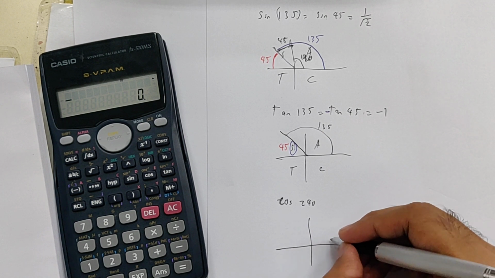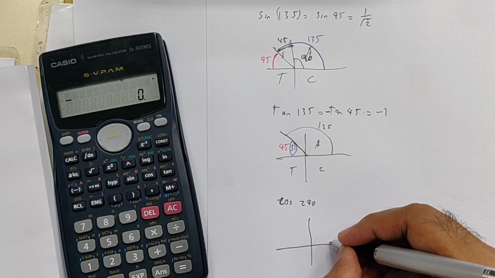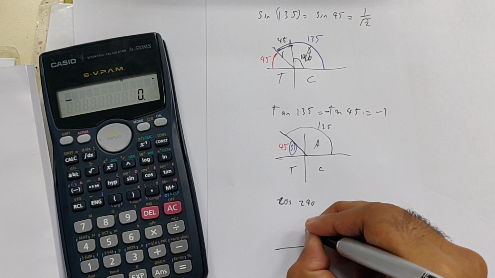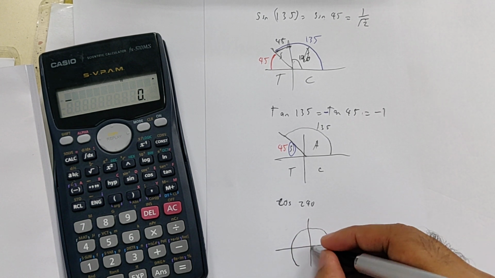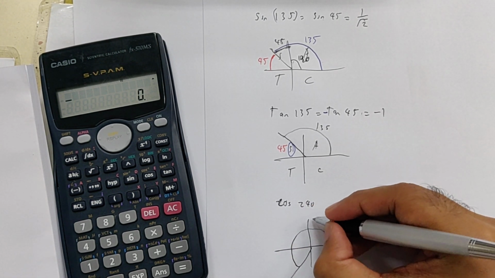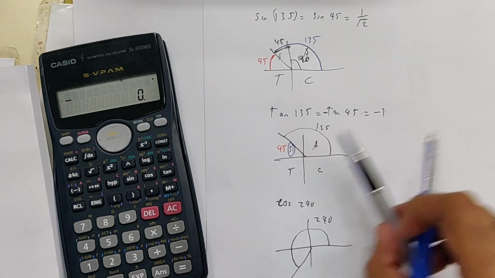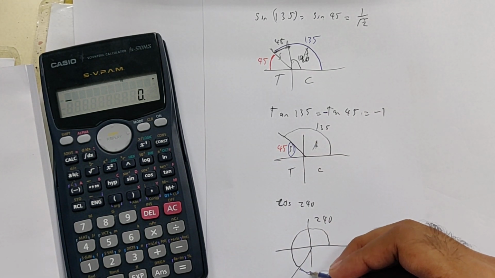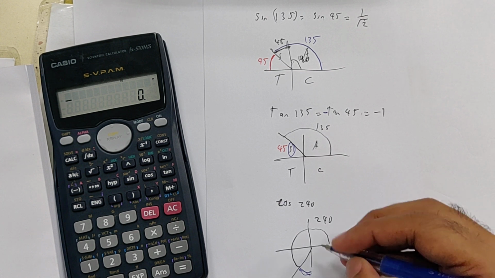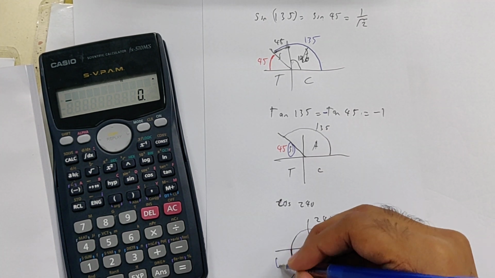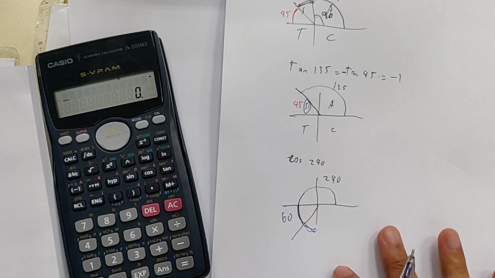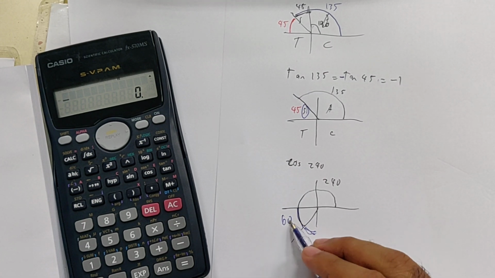All Science Teachers Cute. Where's 240? It's over here. So where's the partner? Is it here? Is this the partner? No, the partner is here. Sorry, this is not the partner. The partner is over here. Why, sir?